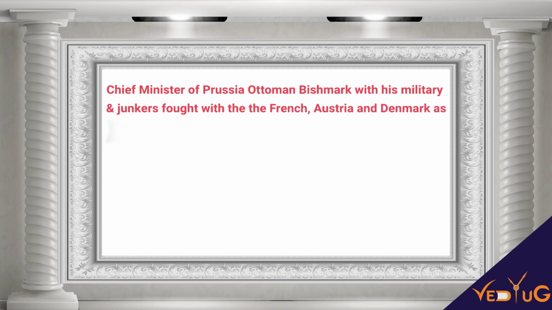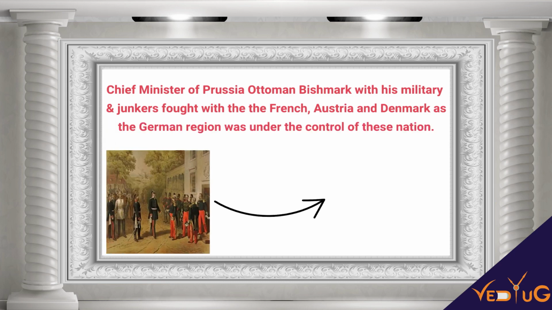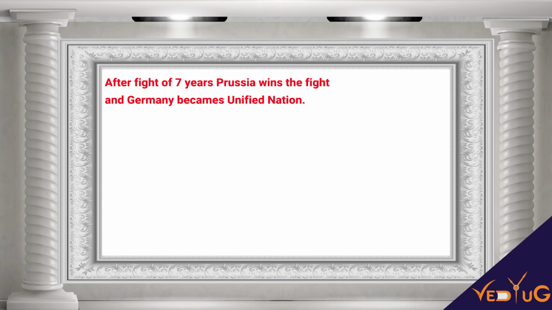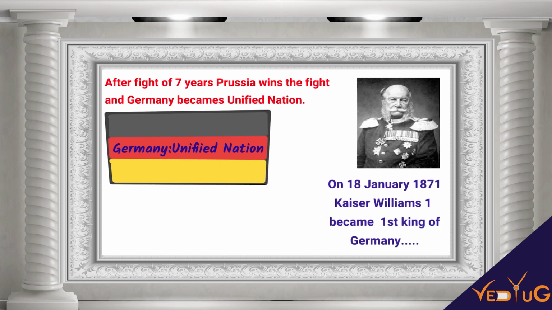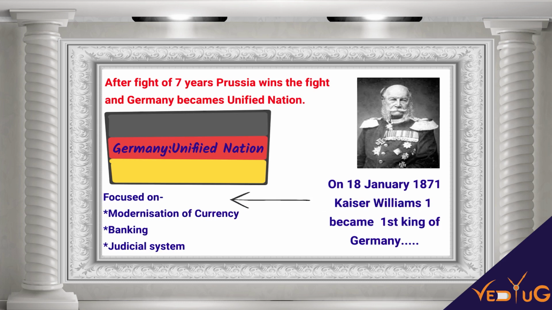So after that, the chief minister of Prussia, Otto von Bismarck, with the help of his army and landlords, fought with France, Austria and Denmark. Why only France, Austria and Denmark? Because the German region was in the control of these nations. After a continuous fight of 7 years, Germany became a unified nation and Kaiser William I became the first king of Germany on 18 January 1871. He mainly focused on modernization of currency, banking and the judicial system.